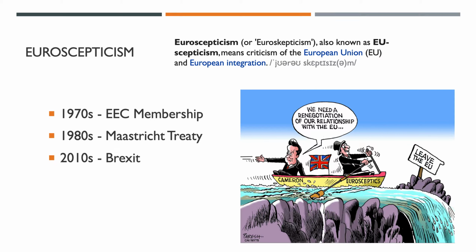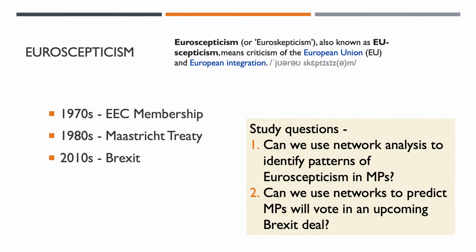And this is a big deal because the UK party system is known to be a solid one, and most of the time MPs vote along their party lines. That leads us to our two research questions. Number one, can we use network analysis to identify Euroscepticism? And number two, can we use networks to predict how MPs will vote on an upcoming Brexit deal?